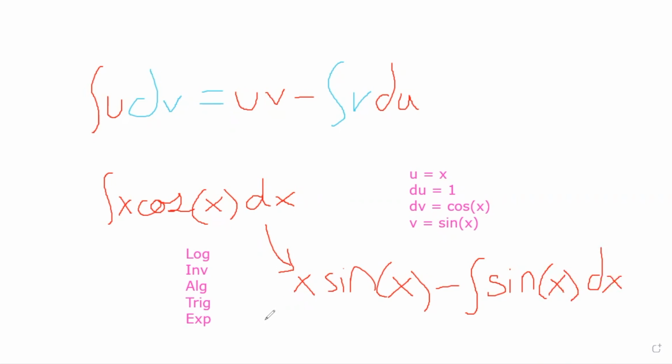We then know that this is going to be equal to x times the sine of x plus, because when we integrate it, the two negatives are going to make a positive, cosine of x plus c. Don't forget the plus c. And this is going to be our final answer.